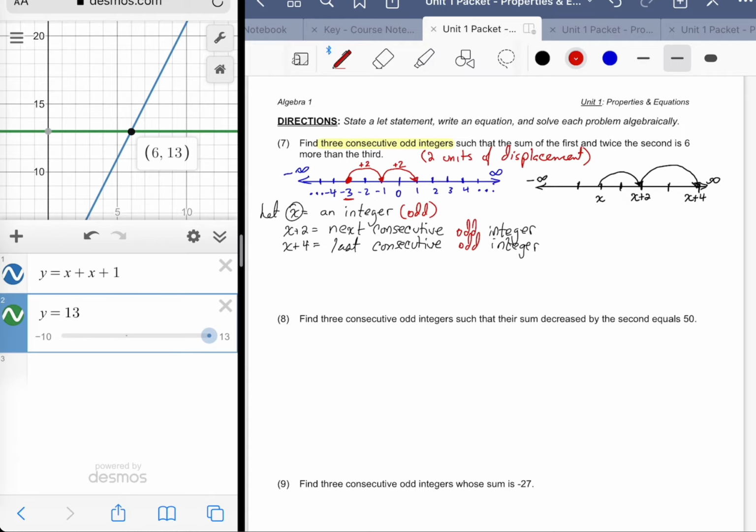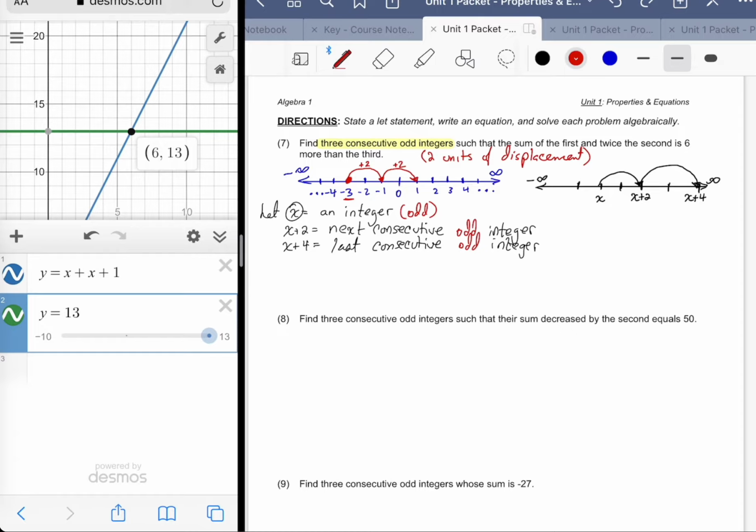The biggest question that I always get is, wait, it says odd integers in the problem, but you just put even numbers here. That has nothing to do with it. The 2 and the 4 has to do with displacement. It has to do with movement from one odd number to the next. So just count all the odd numbers that you can think of: 1, 3, 5, 7, 9, 11, and so on. How do you get from one to the next?